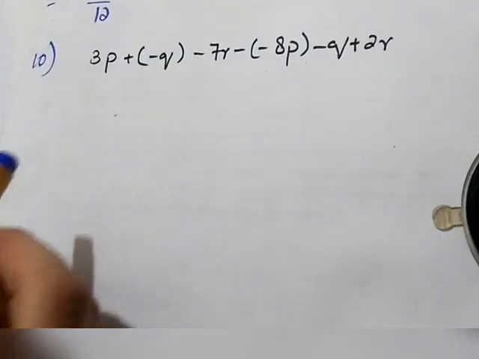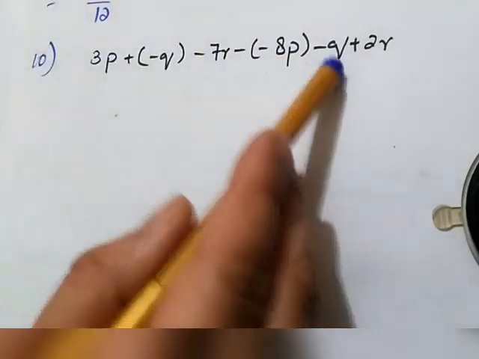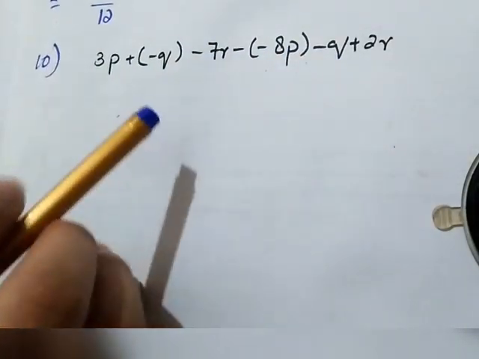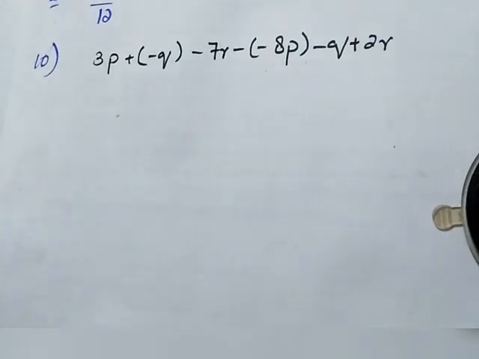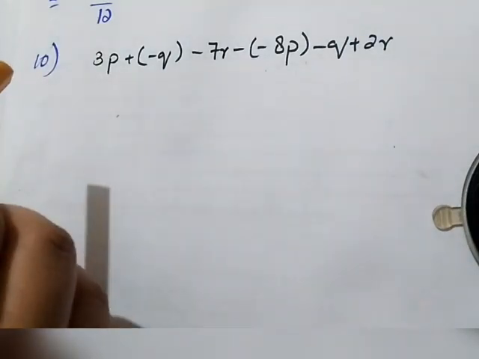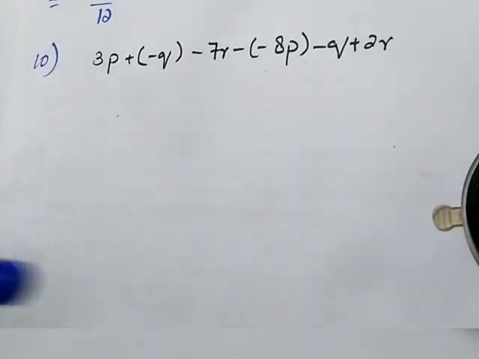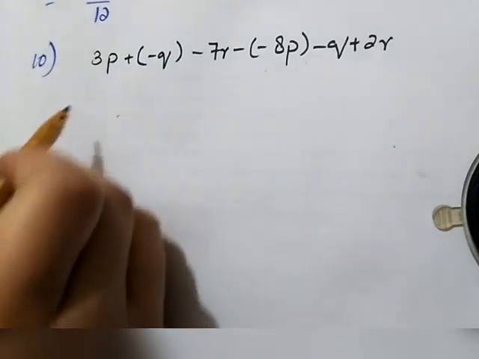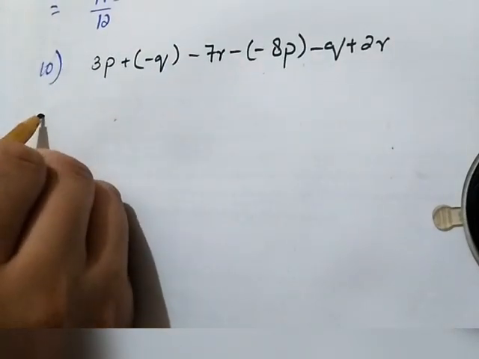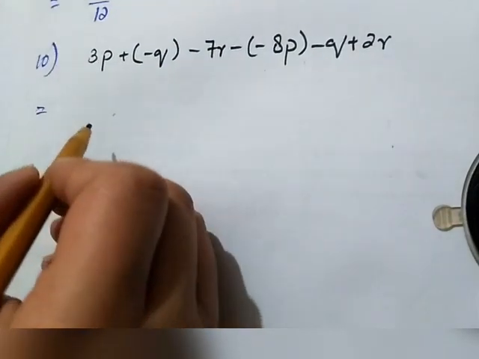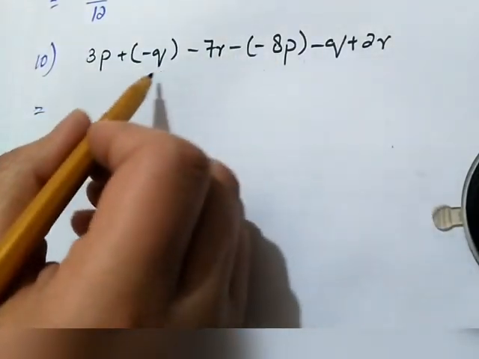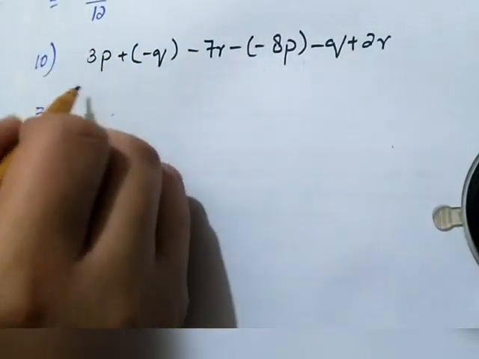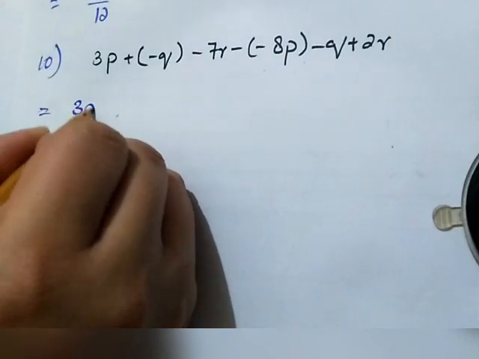Here in question 10, simplify the expression. First of all, we have to simplify this question. Then the second step is to find the value of the expression if p is equal to this, q is equal to this, and r is equal to this. So first of all, we have to simplify this question, and this type of question we have done in Practice Now. Now solve the question. As you see, we have brackets in our expression. So firstly we solve the brackets.